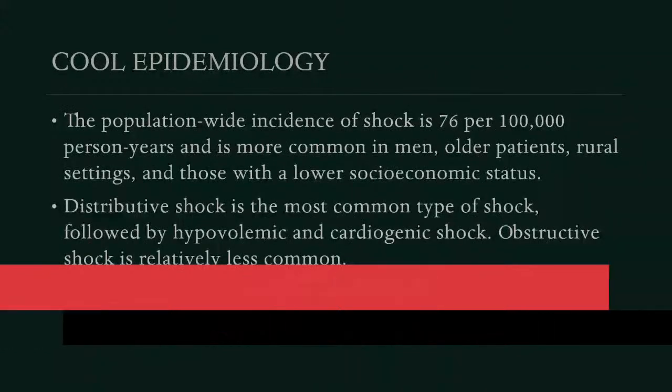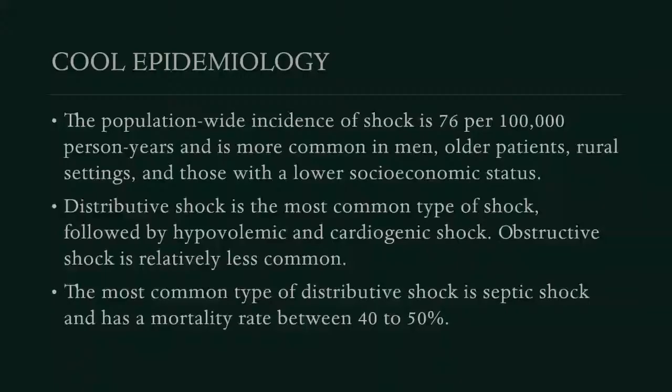Now, this is the epidemiology portion of it. I left it at the very end, just some numbers. The population-wide incidence of shock is 76 per 100,000 person-years and is more common in men, older patients, rural settings, and those with a lower socioeconomic status. Distributive shock is actually the most common type of shock, followed by hypovolemic and cardiogenic shock. And then obstructive shock is relatively less common. We don't put needles on hearts and lungs every day. The most common type of distributive shock is septic shock and has a mortality rate between 40 and 50%, which is quite amazing for the numbers that we can get on septic people.